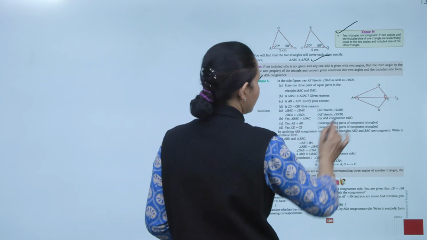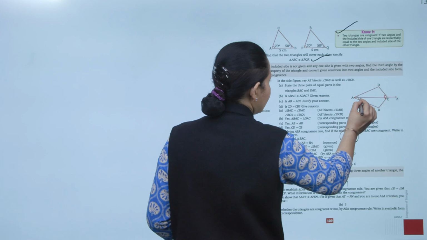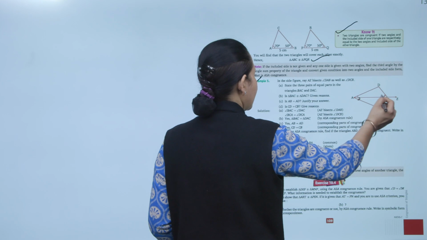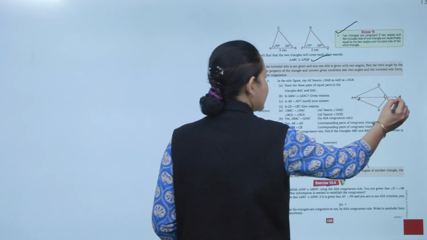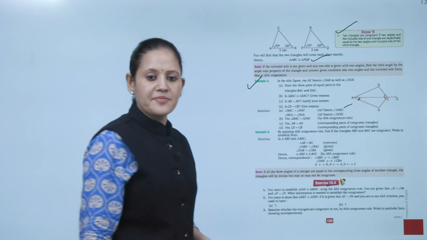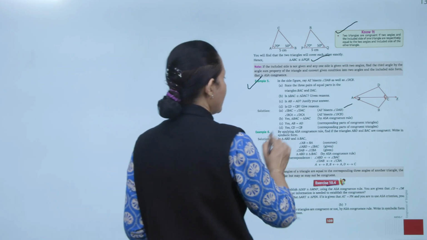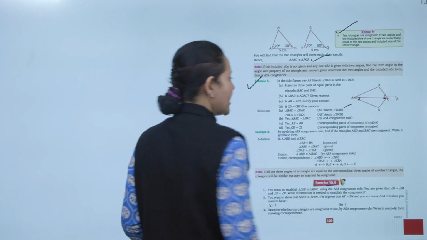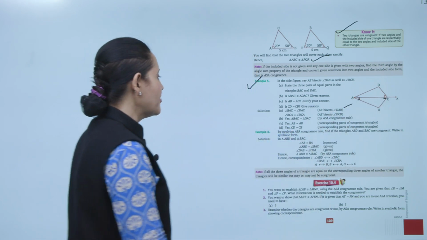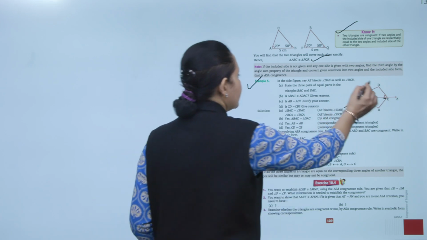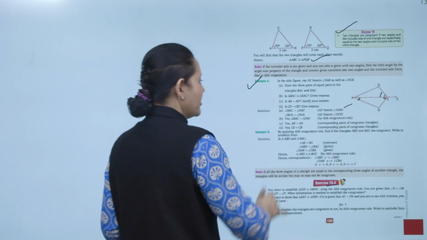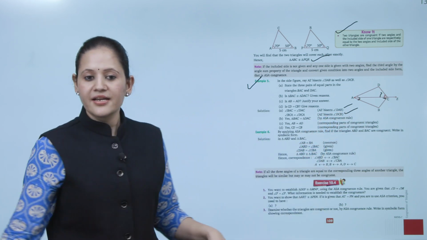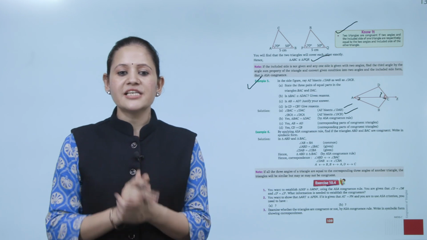Angle BAC will be equal to angle DAC because AZ bisects angle DAB. Next, angle BCA will be equal to angle DCA because AZ bisects angle DCB. Clear? So practice all the examples.